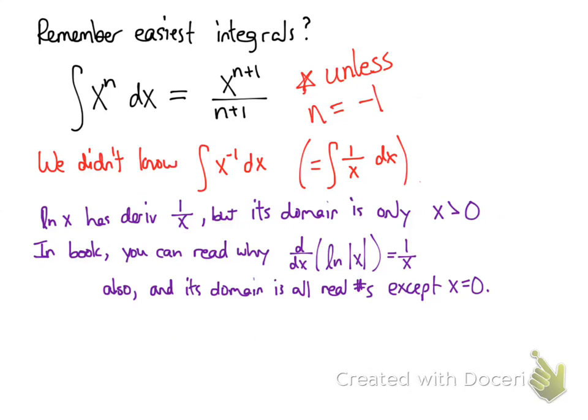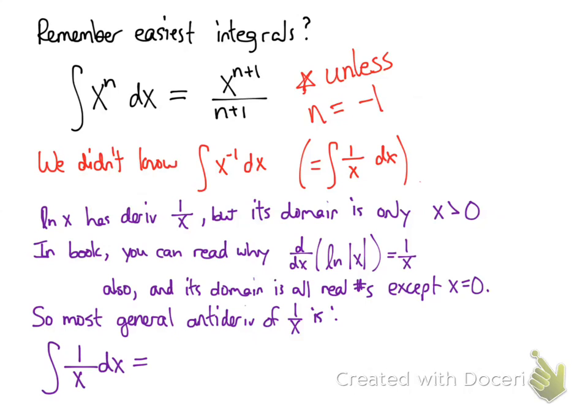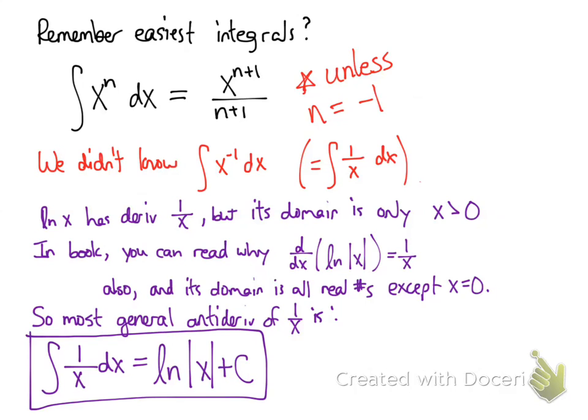In other words, the most general function whose derivative is 1 over x is the natural log of the absolute value of x, plus any constant. So the most general antiderivative, and the thing we will generally use when we write down antiderivatives, is the integral of 1 over x dx equals the natural log of the absolute value of x plus a constant. That is something you should know backwards and forwards.